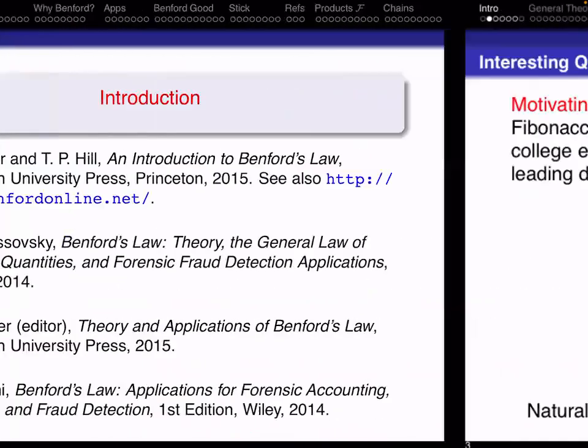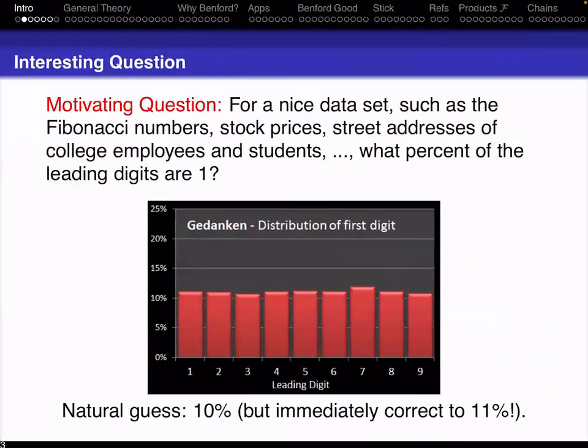All right. So the motivating question is, imagine you have a nice set of data, maybe Fibonacci numbers, and yes, for me, that's a nice set of data, stock prices, street addresses, and so on. And you could ask, what is the probability of observing various first digits? So the natural guess is 10%. Why is the natural guess 10%? 10 digits. And then why do you immediately correct?